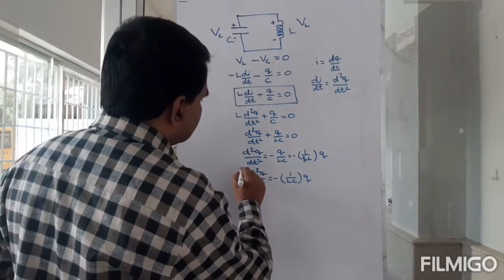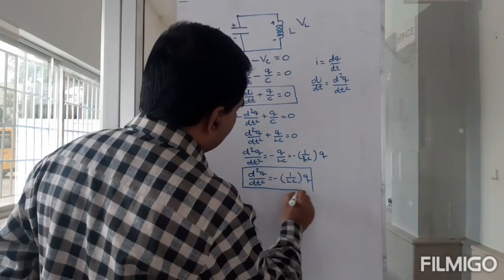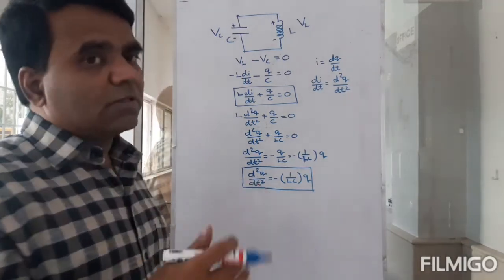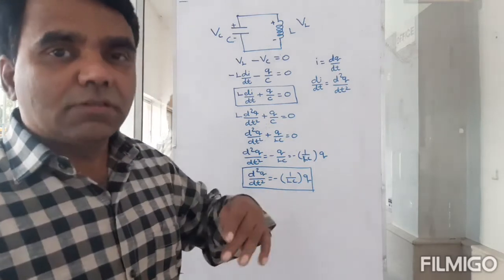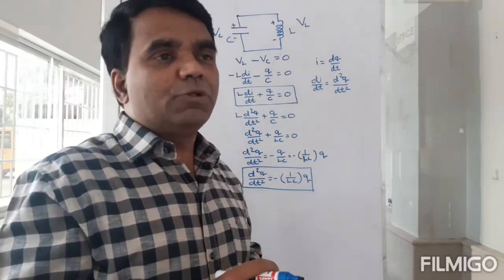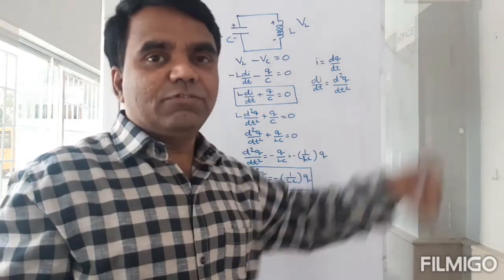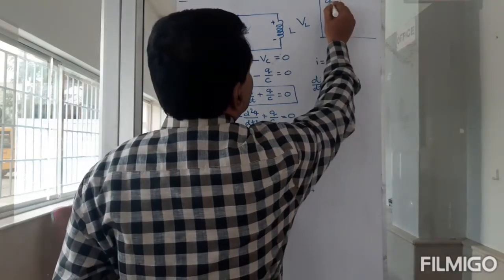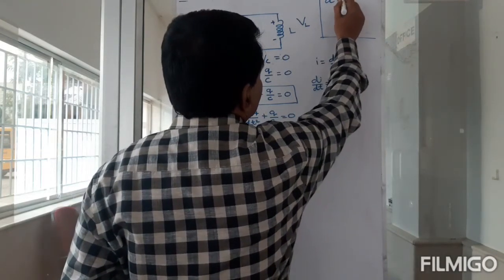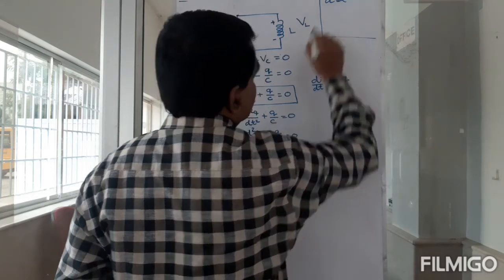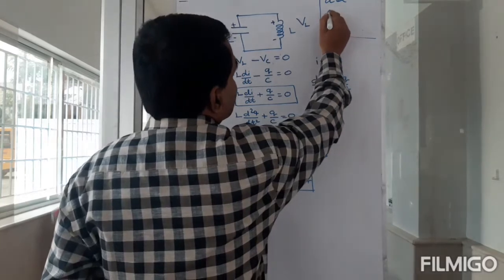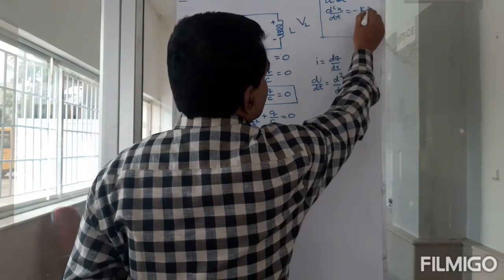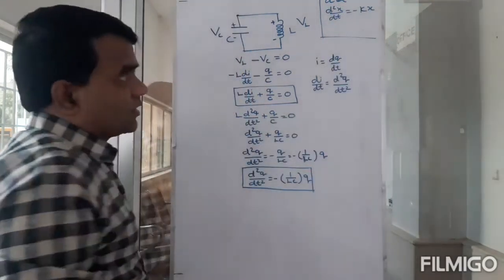Okay, this should remind you of simple harmonic motion. Remember, in simple harmonic motion, acceleration is proportional to the negative of the displacement. We got this in simple harmonic motion: acceleration was proportional to negative of displacement. So with this, d squared x by dt squared is equal to minus kx. This is the expression for simple harmonic motion.